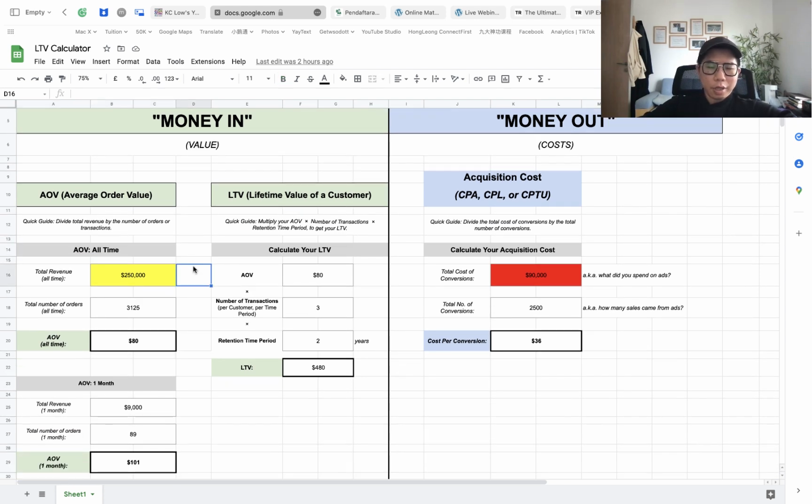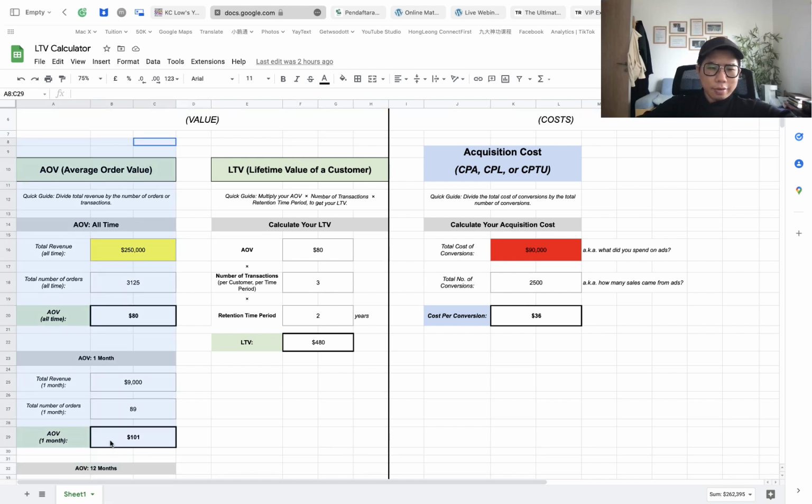When you're looking at this, I will probably explain this one first, easy for me to explain. Usually I will want to look at average order value, which means how much a customer can pay me. Let's say, for example, I use this as an example.